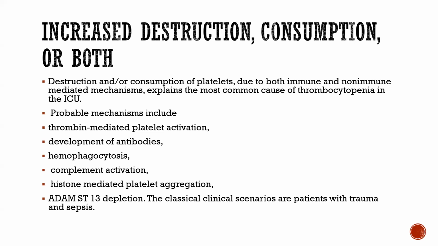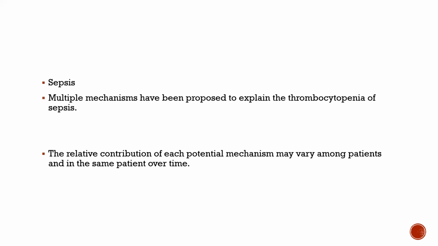Now, the conditions associated with increased destruction, consumption, or both. Destruction and consumption of platelets due to both immune and non-immune mediated mechanisms explains the most common cause of thrombocytopenia in ICU. The probable mechanisms include thrombin-mediated platelet activation, development of antibodies, hemophagocytosis, complement activation, histone-mediated platelet aggregation, and ADAMTS13 depletion. The classical clinical scenarios are patients with trauma and sepsis.